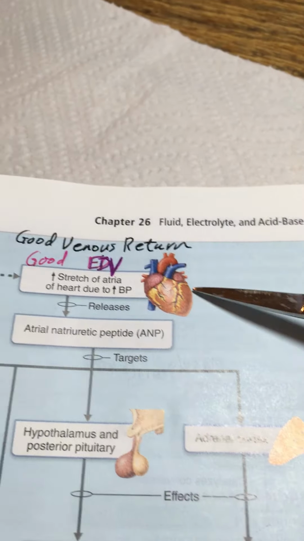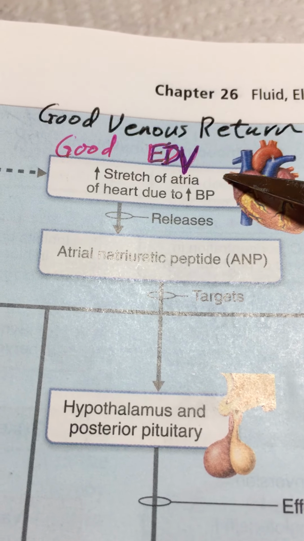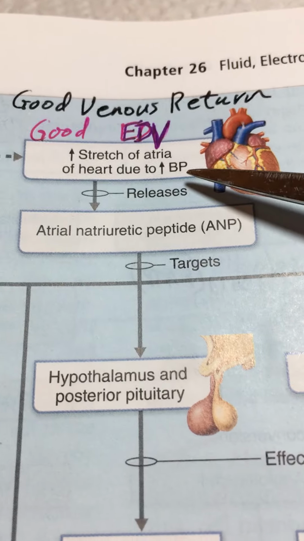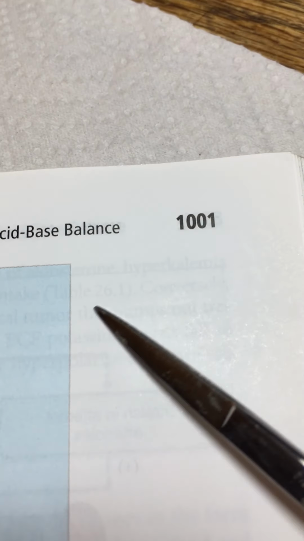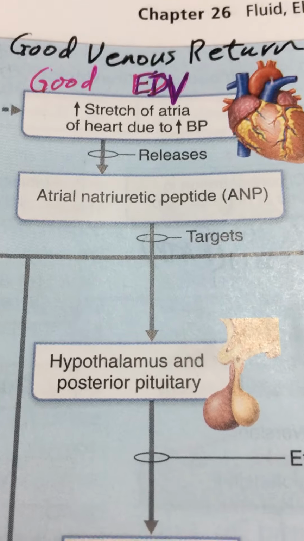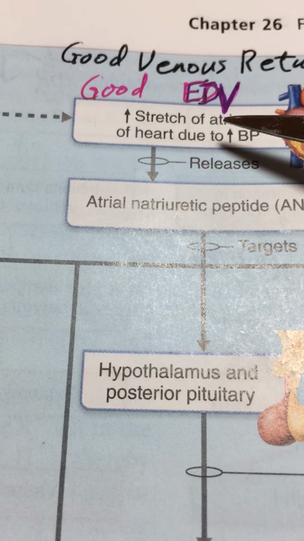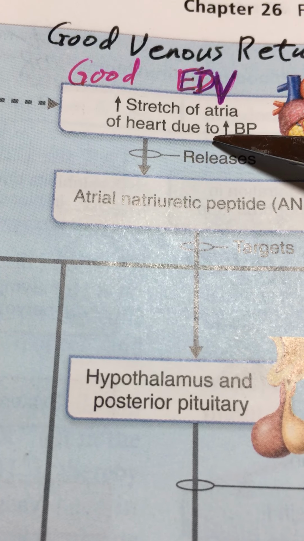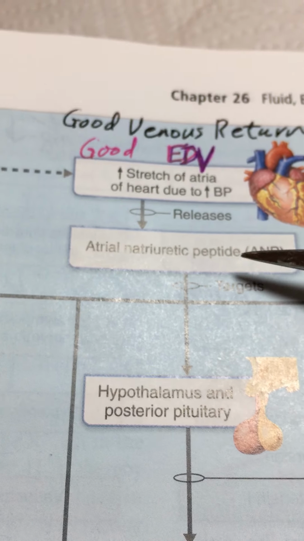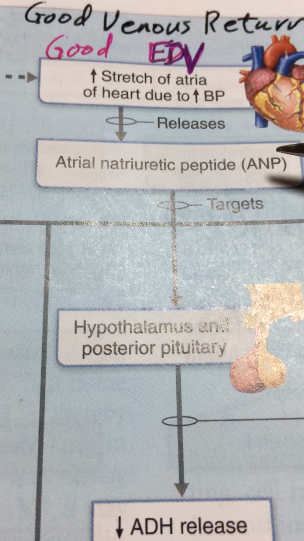Okay, we have the big overview here. What's going on with end diastolic volume? Remember, that is our regulatory point. And we're over here. This is an important diagram on page 1001. And here's our heart. They're indicating here that on the top of the diagram we have an increased stretch. So this is a rare diagram. Rarely do we actually look at the outflow of ANP.